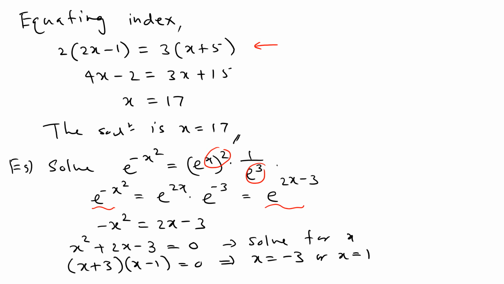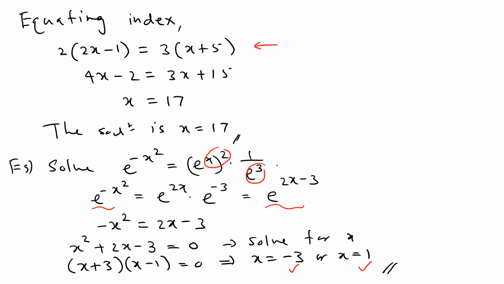Now after you get something like that, you want to make sure that all those numbers work, and you can see that both numbers work in this case. So that means the solutions are x equals negative 3 or x equals 1.